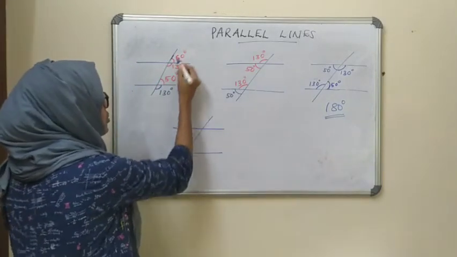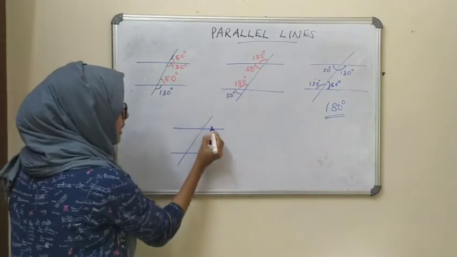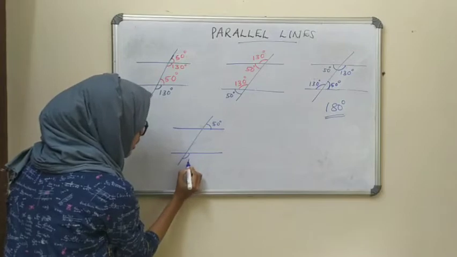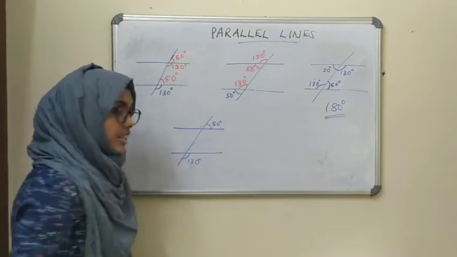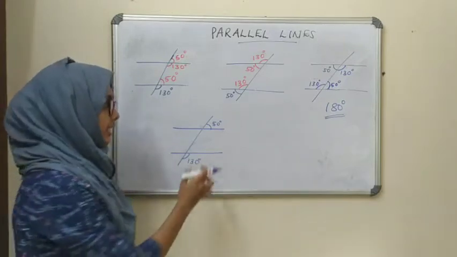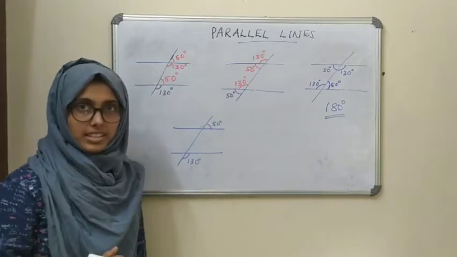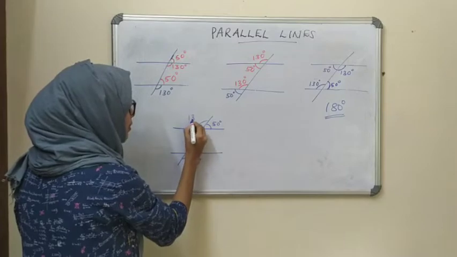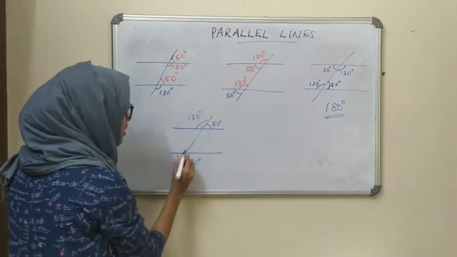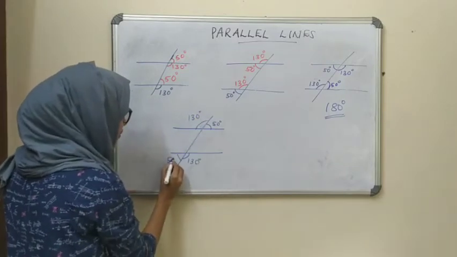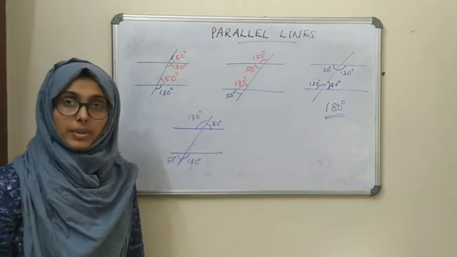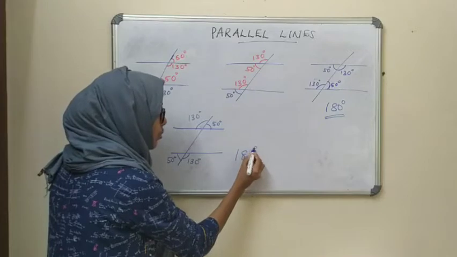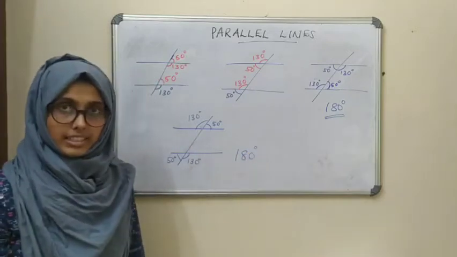Now look at these two, 50 degrees and 130 degrees. Here it is 50 degrees, here 130 degrees. What is the sum? Again 180 degrees, 50 plus 130, isn't it? Now in this case, here 130 degrees and here 50 degrees. Again the sum is 180 degrees. So in both cases the sum is 180 degrees.